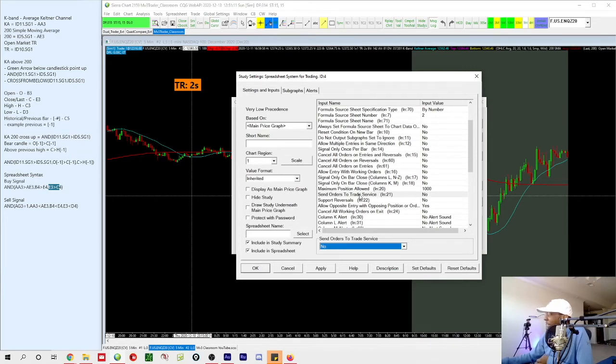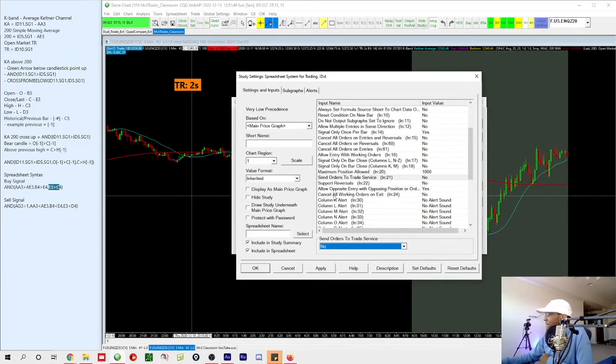So we definitely want to make sure, this is an important one here, that this is set to no unless we actually want to trade it with live money, with real money, in our actual live broker account, our live trading account.